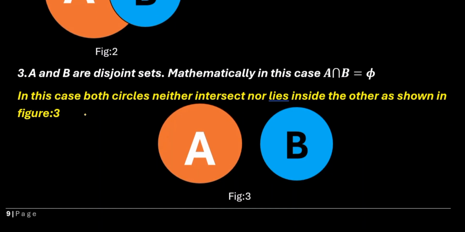The third case is when A and B are disjoint sets. Mathematically, we say two sets A and B are called disjoint if their intersection is empty. In this case, both circles neither intersect nor lie inside the other as shown in this figure. So these are the three cases that we will focus on in each question.